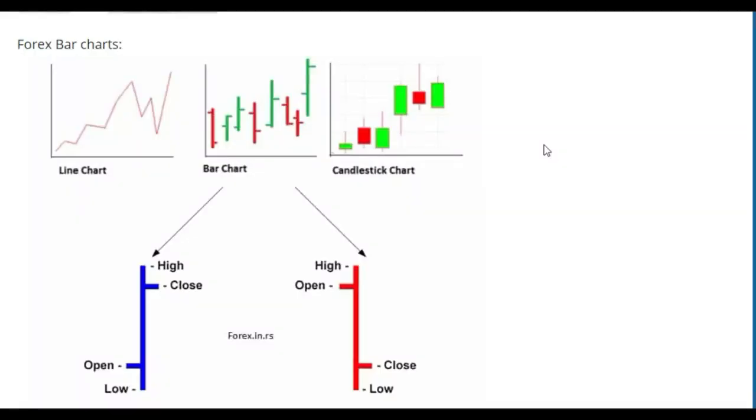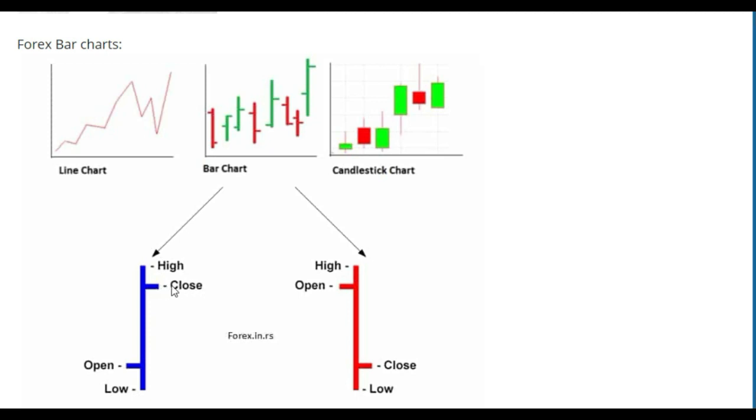Alright, let's look at the bar chart. Here is the graphical representation of the bar chart. The little horizontal line on the left is the opening of the price. This is it, that's the opening. The top of the vertical line defines the highest price of the time period. The bottom of the vertical line defines the lowest price of the time period. And the horizontal line on the right is the closing of the price. Here refers to the closing of the price.